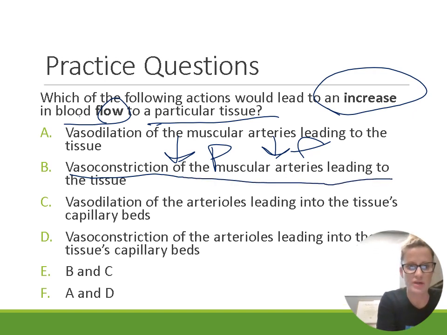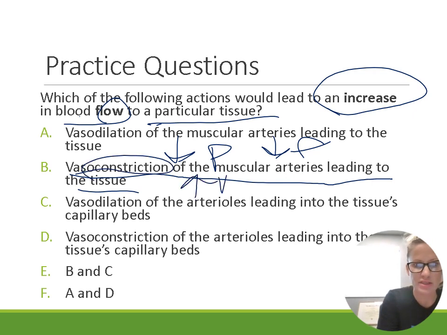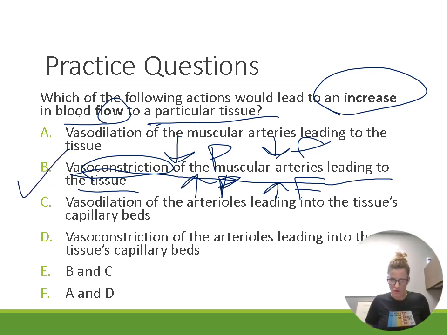Right, so the large vessels leading down to my leg muscles would not dilate. Vasoconstriction of the muscular arteries leading to the tissue. We said those big arteries, the distribution arteries like muscular arteries, if they constrict, that increases pressure. Increasing pressure increases flow. So that makes sense to me. That is like when your sympathetic nervous system sends epinephrine, norepinephrine all over the body. That causes those big arteries to constrict, that increases pressure and pushes blood through the system. Let's keep reading though, because there might be multiple things that are correct.